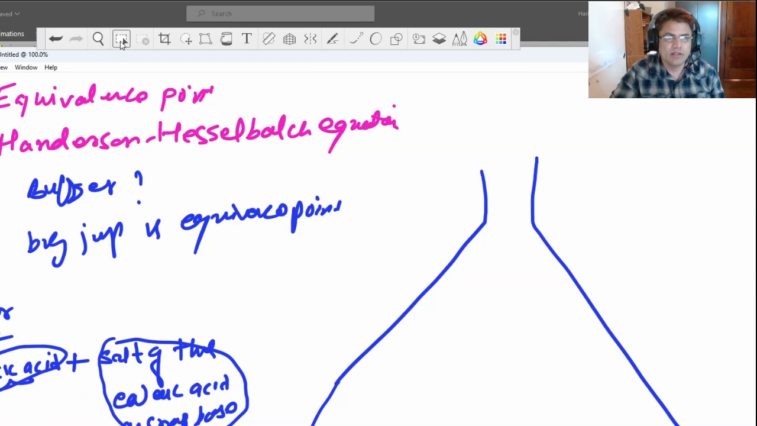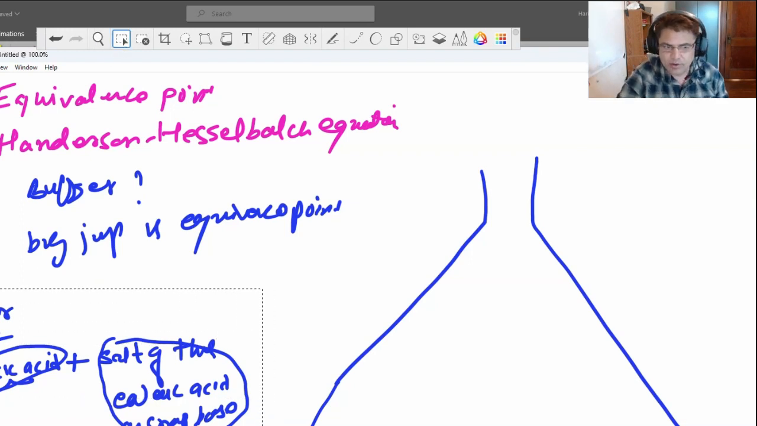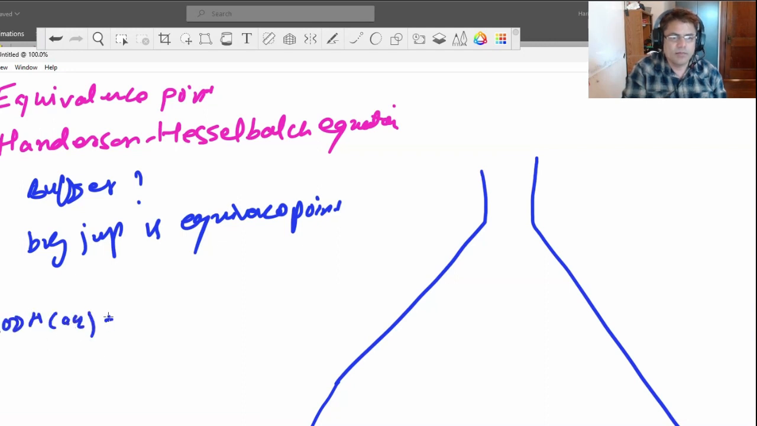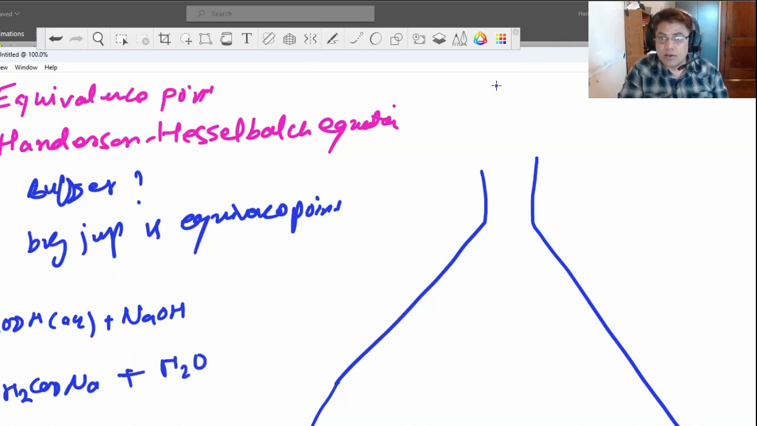Okay, now let me erase that, and I will give you one example. So now let's see that. You have the weak acid, let's suppose CH3COOH plus NaOH. That will give you CH3COONa plus H2O. But if you do that reaction, you are titrating here, which means you are delivering the NaOH here.